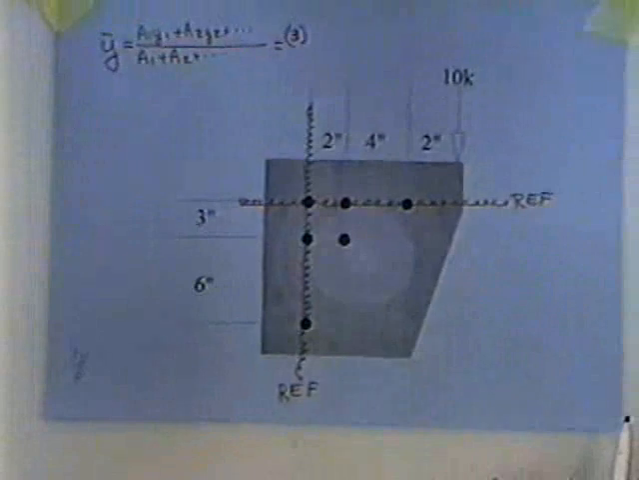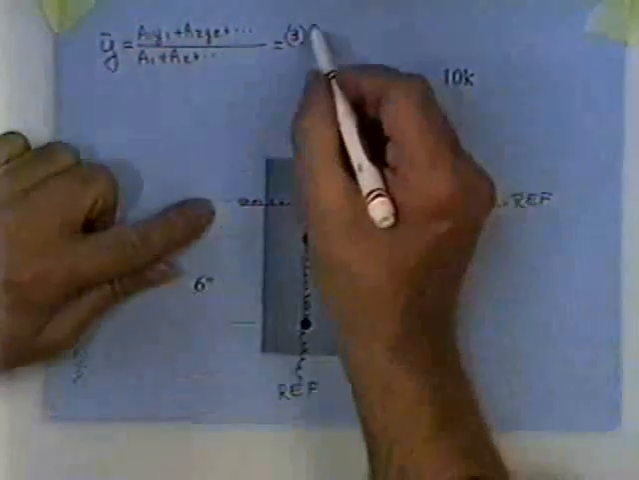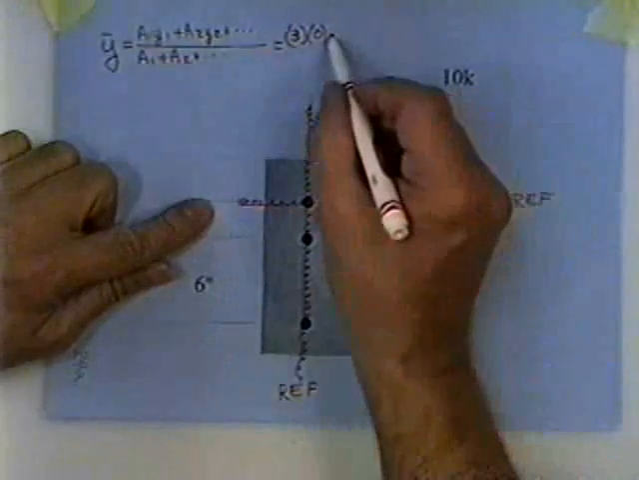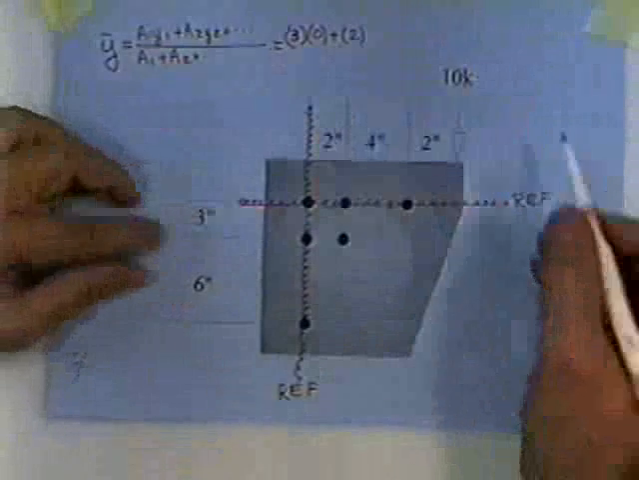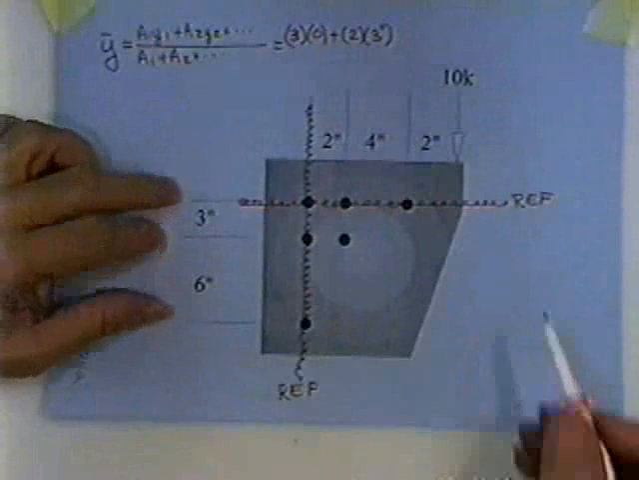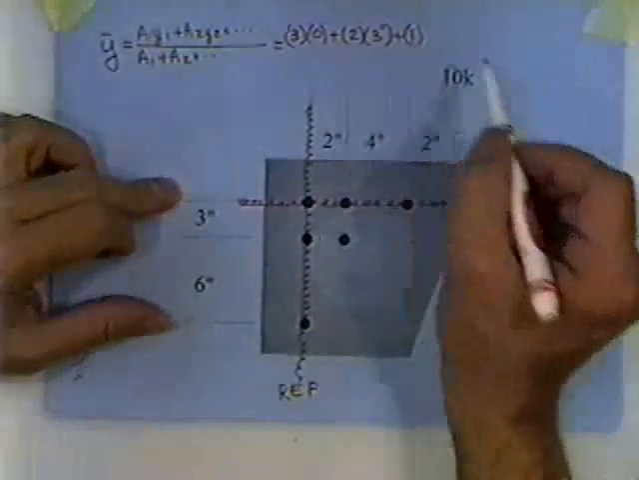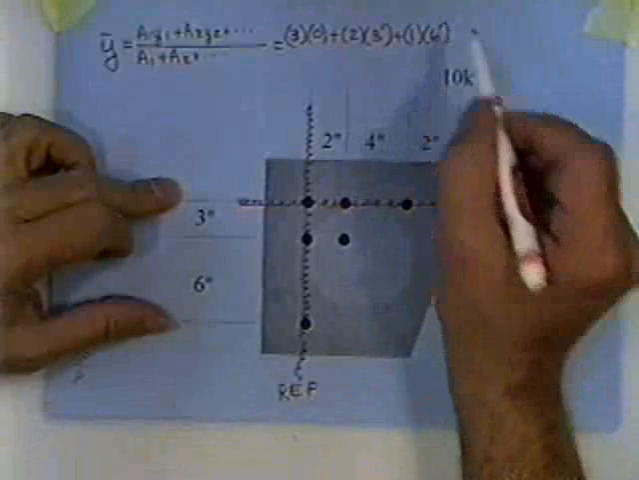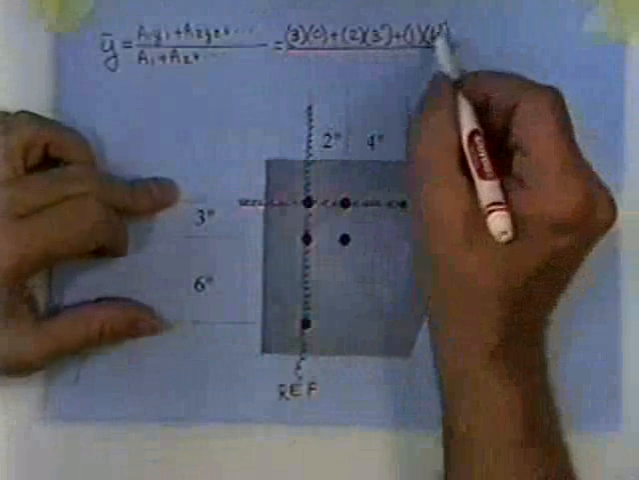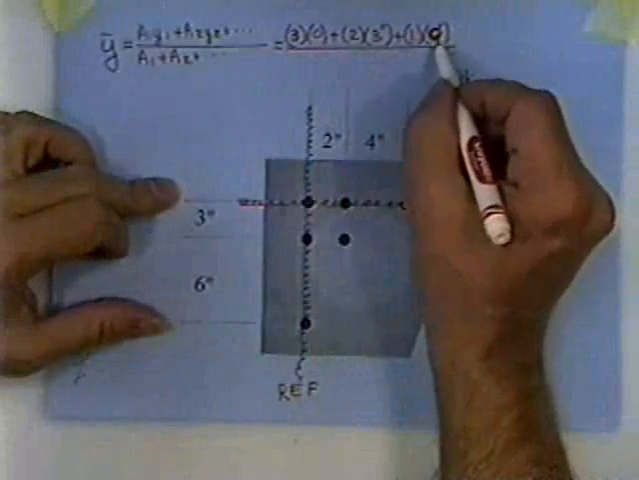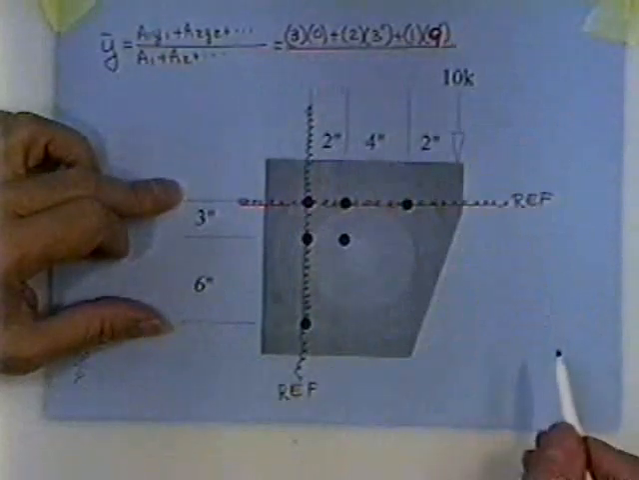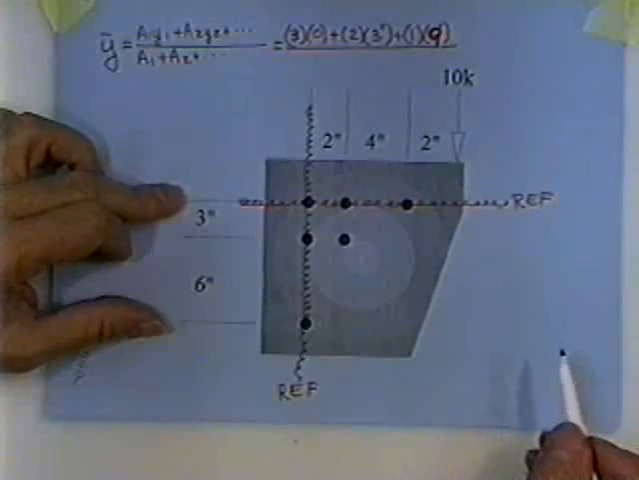Whoops, thank you. Glad somebody's watching out for me there. I got 3 bolts having no distance away from the reference axis. Plus I got 2 bolts 3 inches away from the reference axis. Plus I got 1 bolt 6 inches away from the reference axis. 9. Thank you, sir.